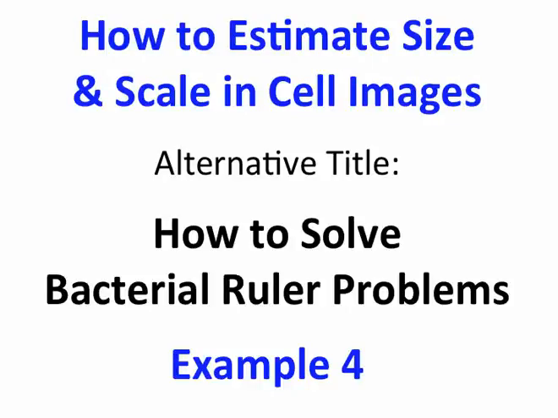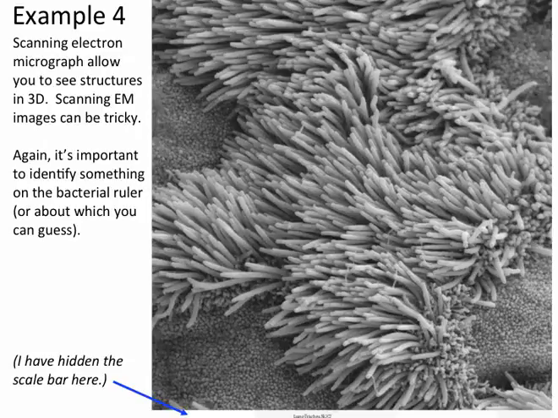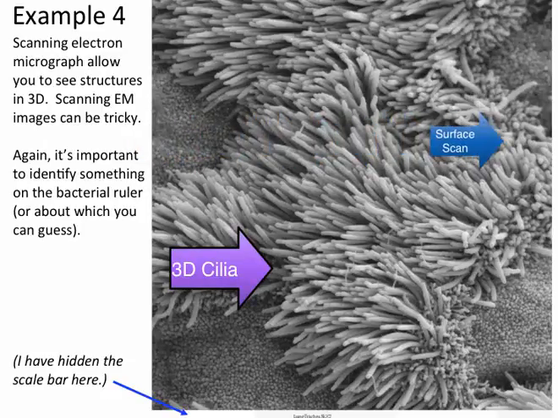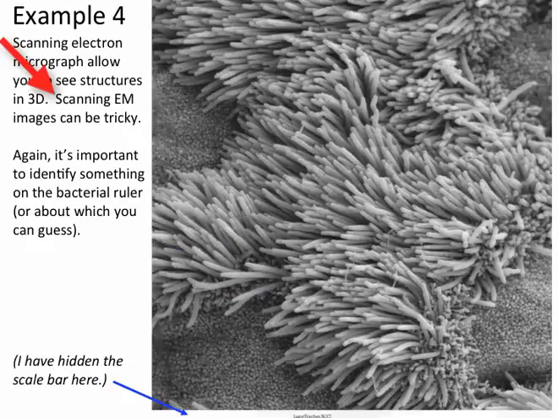Here's a fourth example. This is a scanning electron micrograph. These scan the surface, and they allow you to see some structures in 3D. Scanning electron micrograph images can be tricky. Again, it's important to identify something on the bacterial ruler.